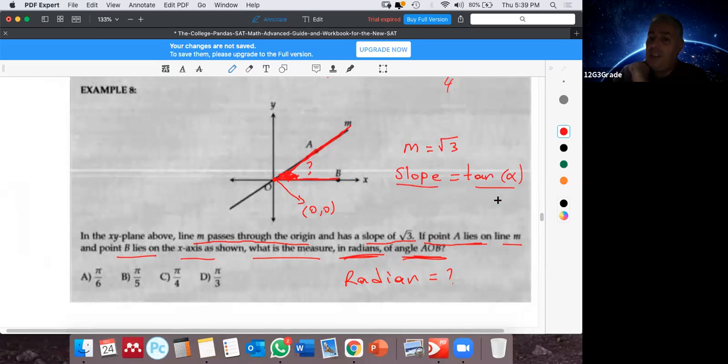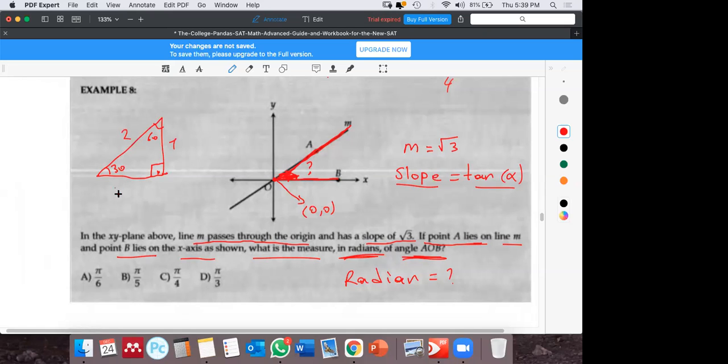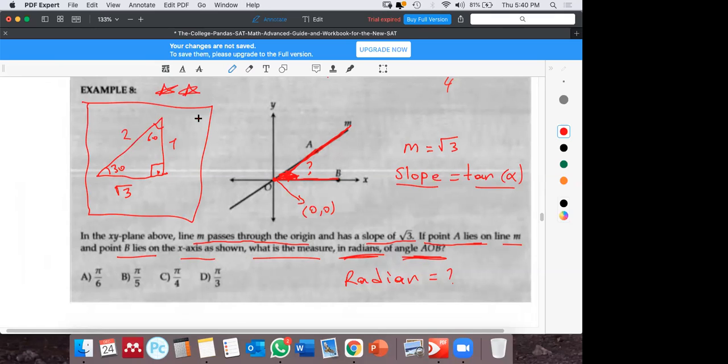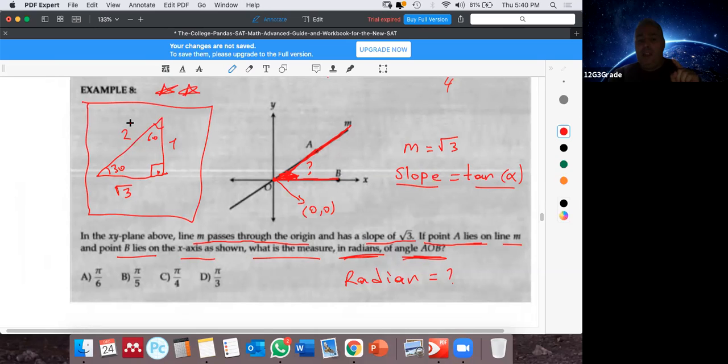Slope, tangent alpha. Now, when you see root 3 anywhere, keep in your mind the special triangle. You should memorize this, like a lifesaver. It's a very important thing. Hypotenuse 2, opposite of 30 is 1, opposite of 60 is root 3. So 2x, x, x root 3. But memorize this.